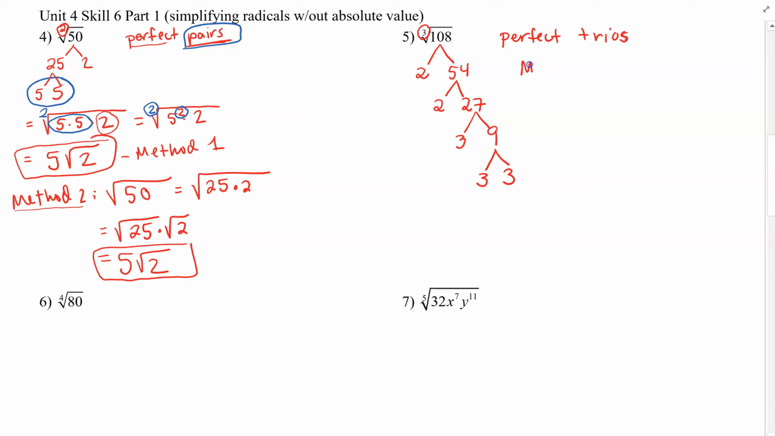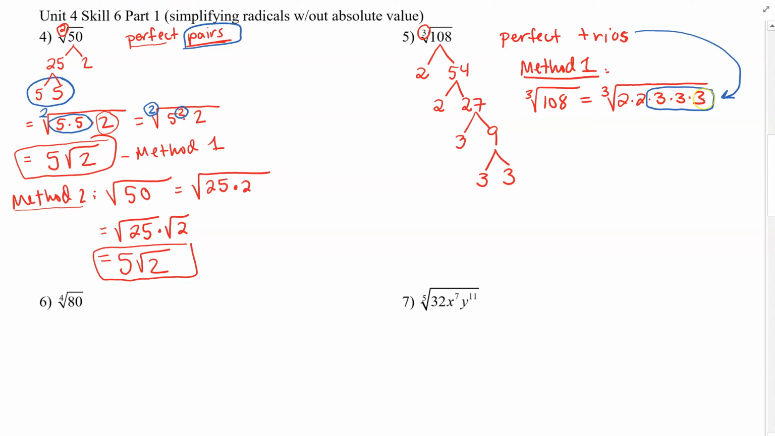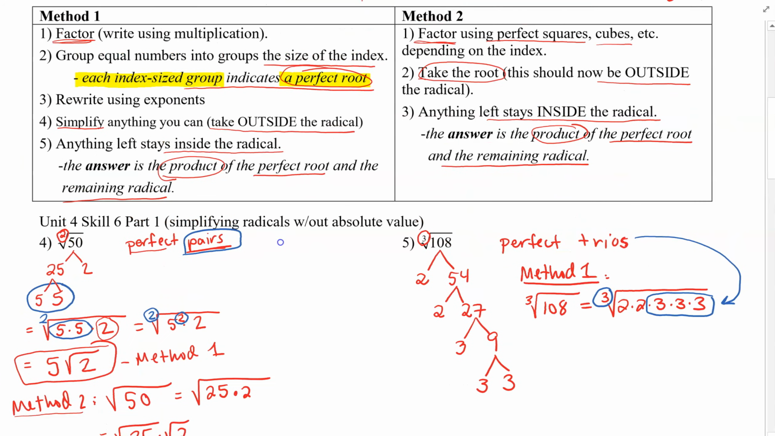So method 1 would have you write it this way. The cube root of 108 is equal to the cube root of, and then we can write it in terms of these prime factors, 2 times 2 times 3 times 3 times 3. And then you might recognize here's a perfect trio, right? A grouping of 3 identical factors, that's a perfect cube. Okay, I want to bring it back to this step. It's an index-sized group, so that indicates a perfect third root.